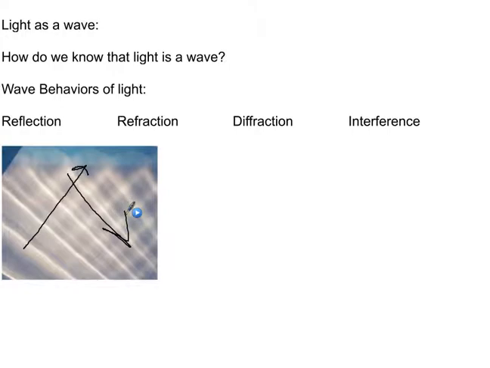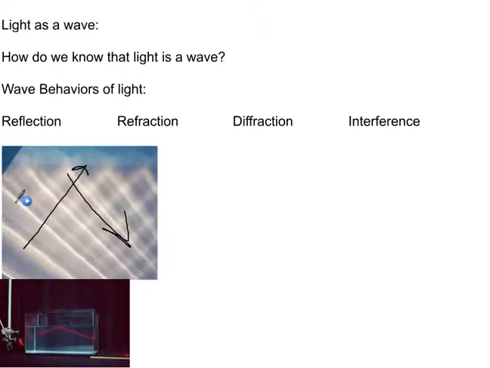Now, in some ways, you're like, well, that's not all that special. That doesn't really prove that light's a wave, because I can throw a ball at a wall and it bounces off, and isn't that a reflection? And you're kind of right there, in some ways that's not enough to show that light is a wave. But there's an example there of a laser reflecting. Okay, so again, showing that light can reflect off of surfaces.